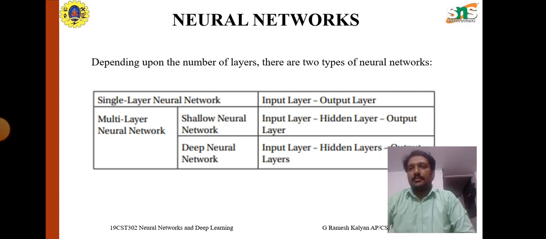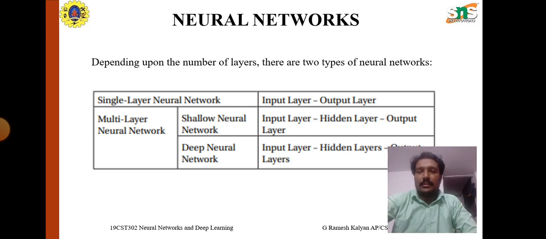So a single layer neural network has an input layer and an output layer, and the multi-layer neural network has two types. One is the shallow neural network, and the other one is the deep neural network. The shallow neural network has one input layer, one hidden layer, and one output layer. The deep neural network has one input layer, more than one hidden layer, and one output layer.